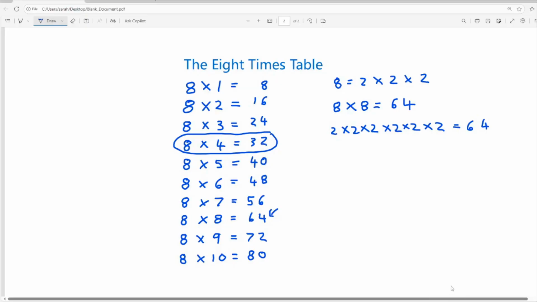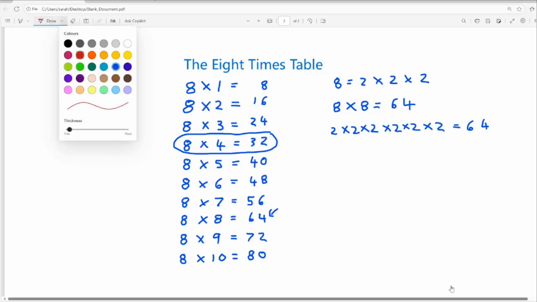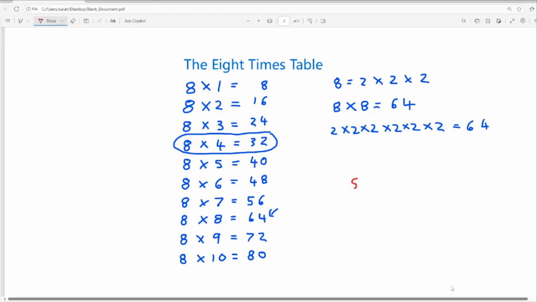Now, there's something that's always true, which is that when you're multiplying 2 numbers together, say 8 times 6, you can half one side and double the other. So you could do 4 times 12, or you could do 2 times 24, or 1 times 48. It's always true that when you multiply 2 numbers together, you can half one side and double the other, and you'll still get the same answer. It's always going to be 48.